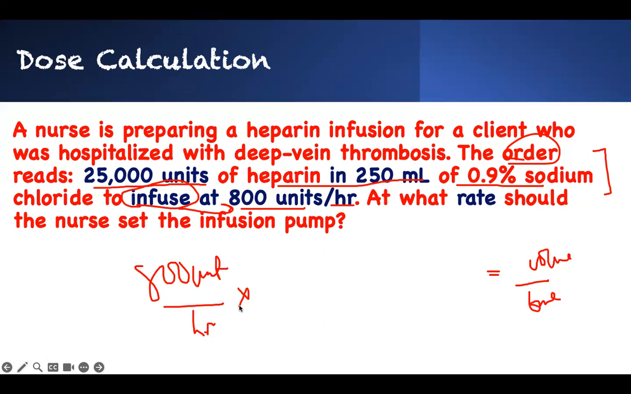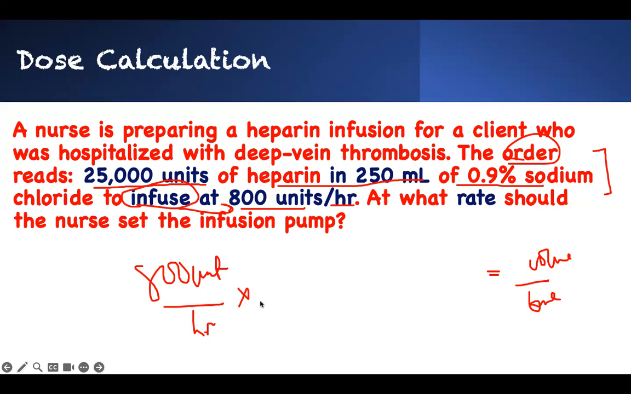I did not give it to you. I intentionally did it that way so that you can think about it. I think this is what somebody posted when we were doing the class, so I'm using that. But that is the rate: 800 units per hour. Now, what is available? What is available is 25,000 units of heparin in 250 ml.